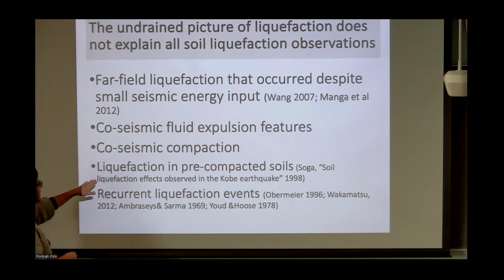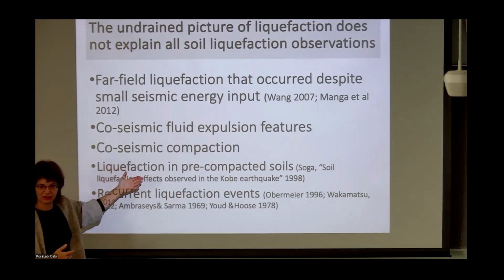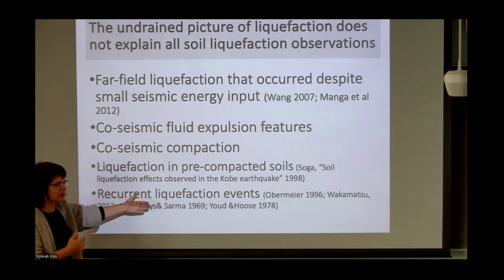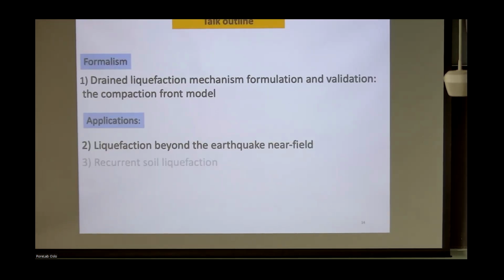So we need to explain why that happened and predict how we should do that, if at all. And then recurrent liquefaction events, which means you have a liquefaction event, and then you have another liquefaction event in the same place. Again, this undrained response predicts that this won't happen. So the talk outline is this. I'll first explain what the drain liquefaction mechanism is, validate it, and introduce the compaction front model. Then I'll apply it to liquefaction beyond the earthquake near field.